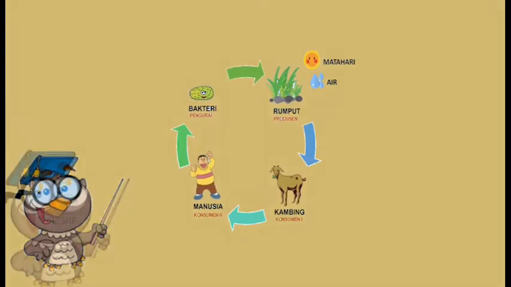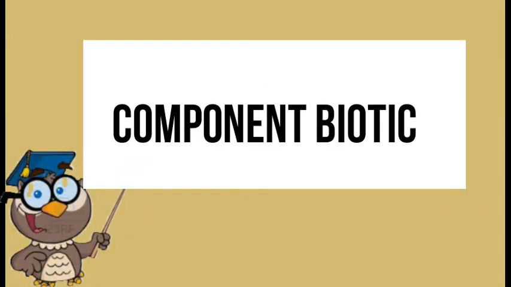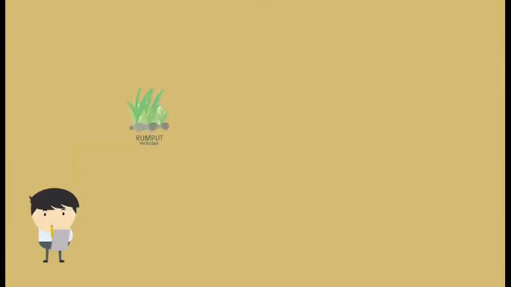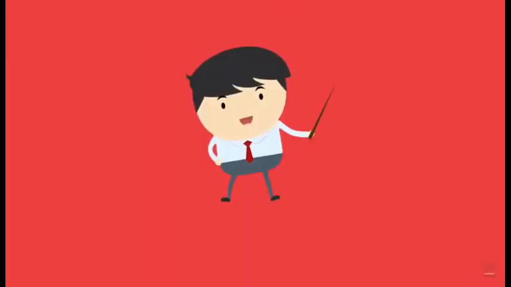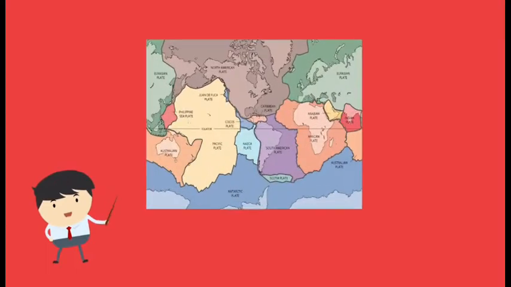Biotic components, according to their role, are divided into 3, namely producer, consumer, and decomposer. All 3 of them have different roles in the food chain. Next, we will learn about the distribution of flora and fauna in Indonesia.